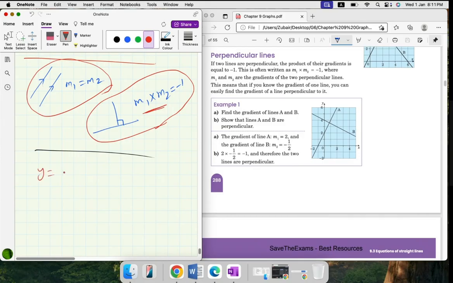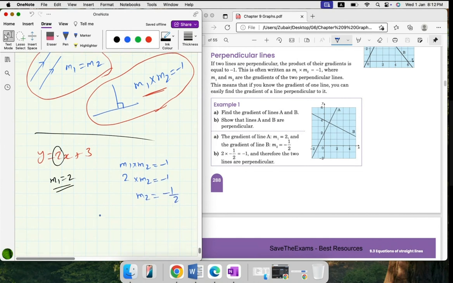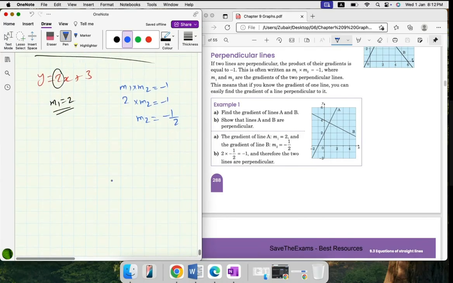For example, equation is y equals 2x plus 3. So gradient of this line is 2. M1 is equal to 2. So we would say that for the gradient of perpendicular line, m1 times m2 equals -1. First gradient is 2, the second gradient is -1 by 2. In other words, we can also say negative reciprocal. M1 times M2 is equal to -1, so the new gradient is -1 over M1. So it is negative and it is reciprocal.